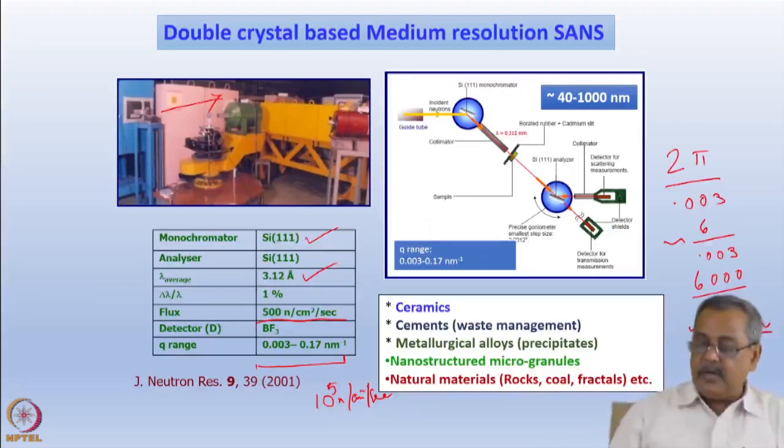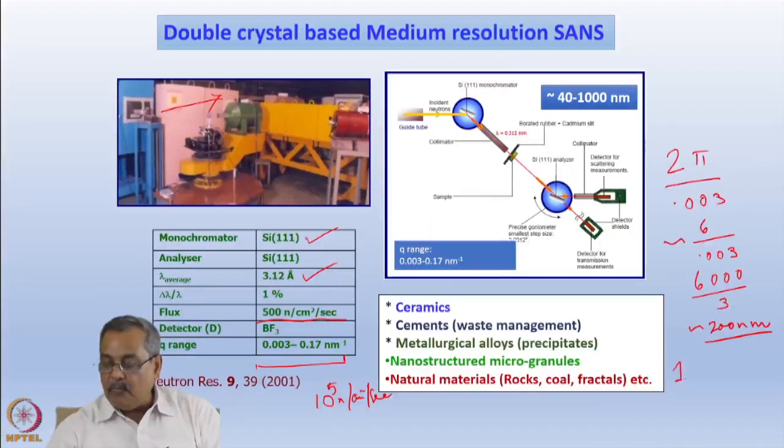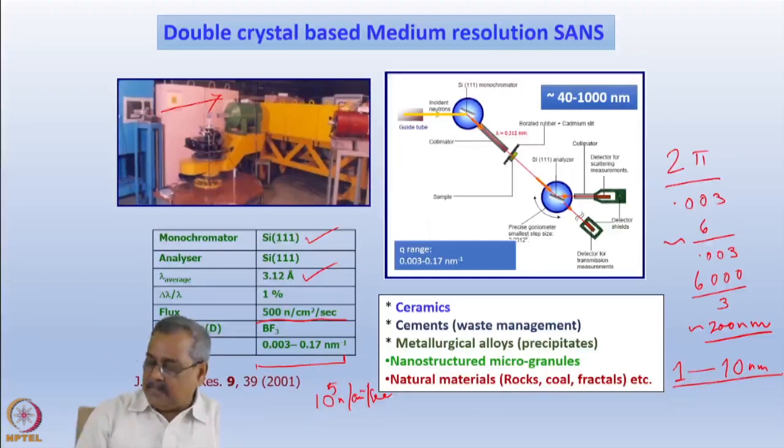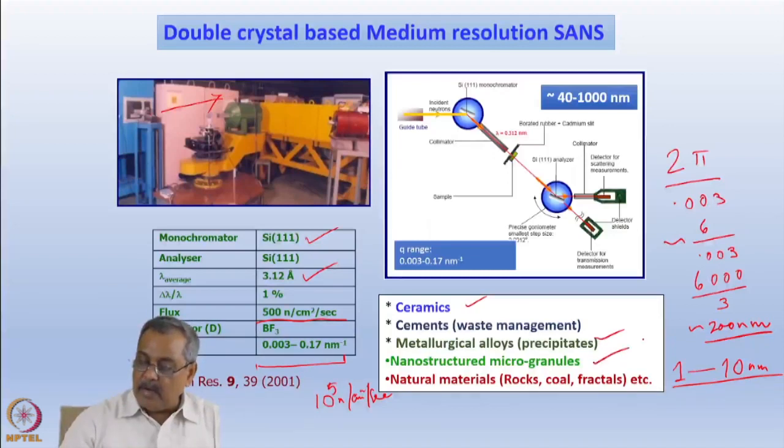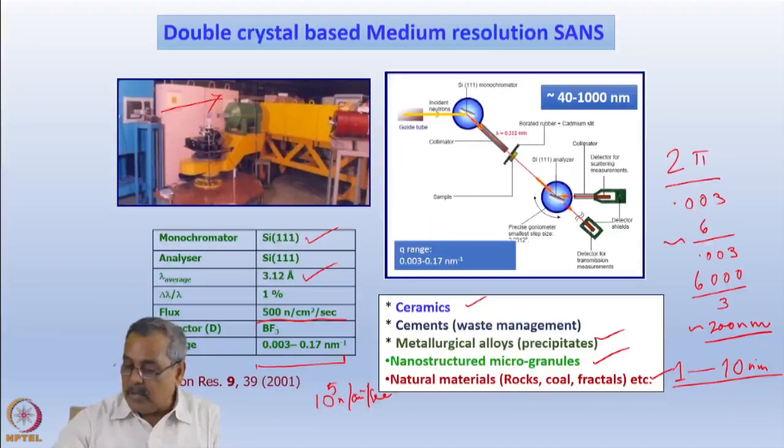The other instrument which I described to you, I can tell you typically around 1 nanometer to 10 nanometer will be its range. It can be slightly less, slightly more, approximately. Here I can go to much larger objects, and the studies done include ceramics, metallurgical alloys, microgranules and fractals. I can't give you examples from all of these, but I'll choose some examples to explain to you the utility of this particular MSANS machine. So here it's given, sorry, I said 200, but 1000 nanometer they want to say.